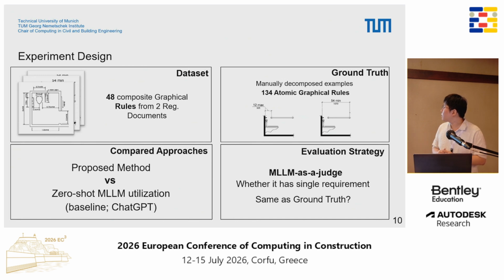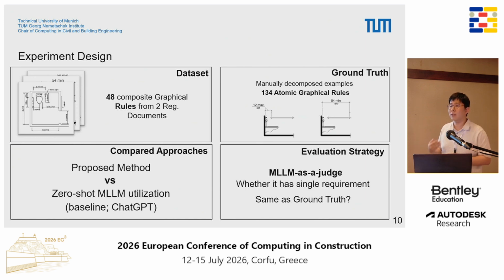And to compare the approaches, we compare the zero-shot multimodal large language model utilization, which is ChatGPT, and my proposed method. For evaluation, we use a multimodal large language model as a judge with 2 different criteria. It has only a single requirement, and it is the same as the ground truth. When it comes to the meaning of the same as ground truth here, we decompose the graphical rule into the single requirement, and it has the original intent inside.